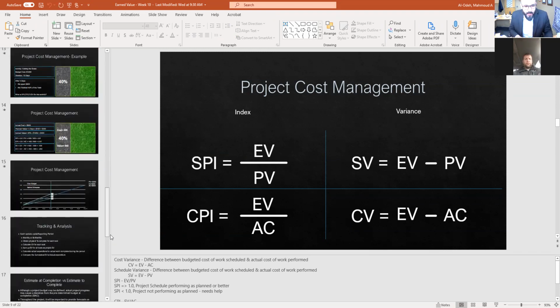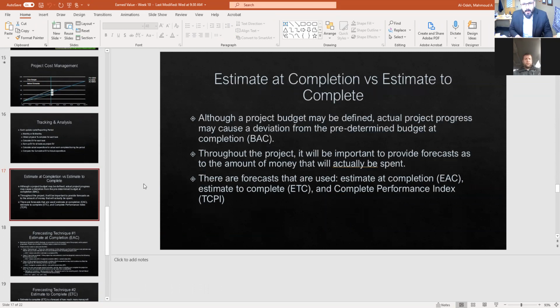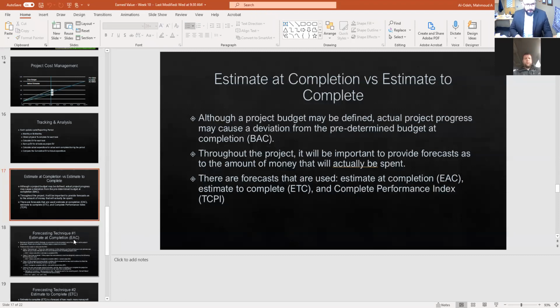And on Wednesday, we talked about some forecasting techniques that will help us to make some corrections. In case the project is behind schedule, what should we do? If the project is over budget, what action should be taken? We learned mainly about 3 techniques: the estimate at completion, estimate to complete, and the complete performance index. We're going to focus on the first 2, but the third one is also used. I'm not going to focus that much on it.